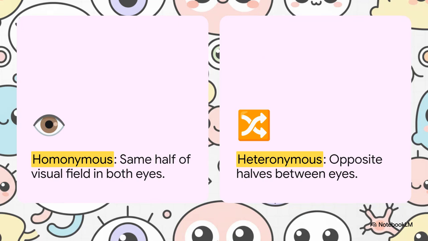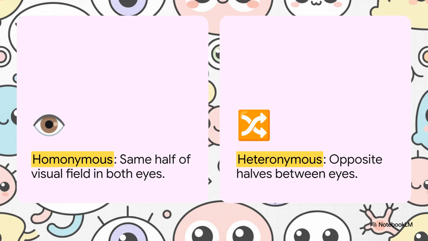To crack this, we absolutely have to compare both eyes. We classify binocular defects as either homonymous or heteronymous. Homonymous means the exact same half of the visual field is missing in both eyes, like the right half of the right eye and the right half of the left eye. But a bitemporal hemianopia? That's heteronymous. It affects opposite halves, the right half of the right eye and the left half of the left eye.